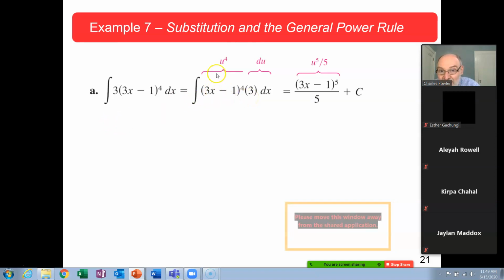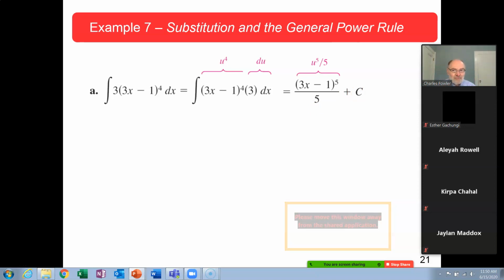Well, then if you're integrating u to the fourth du, that's the power rule. That's why they say the general power rule. It's u to the fifth over 5. That is the antiderivative of it. And then you put what u is, 3x minus 1, raise it to the fifth power, divide it by 5, and add your constant of integration c.